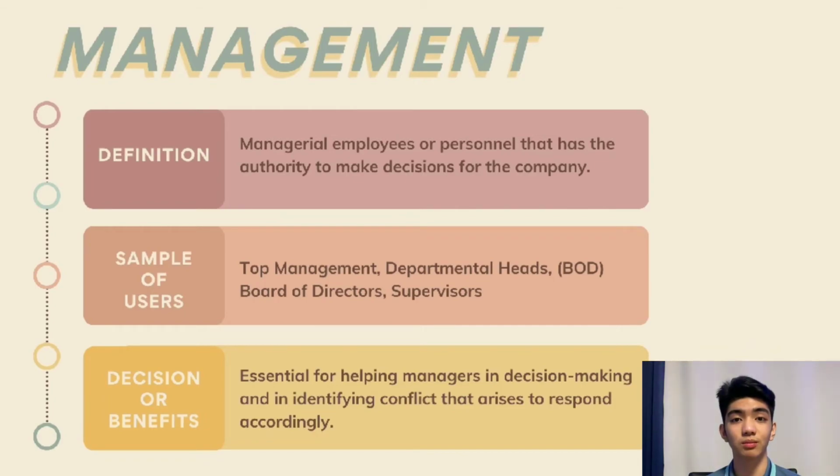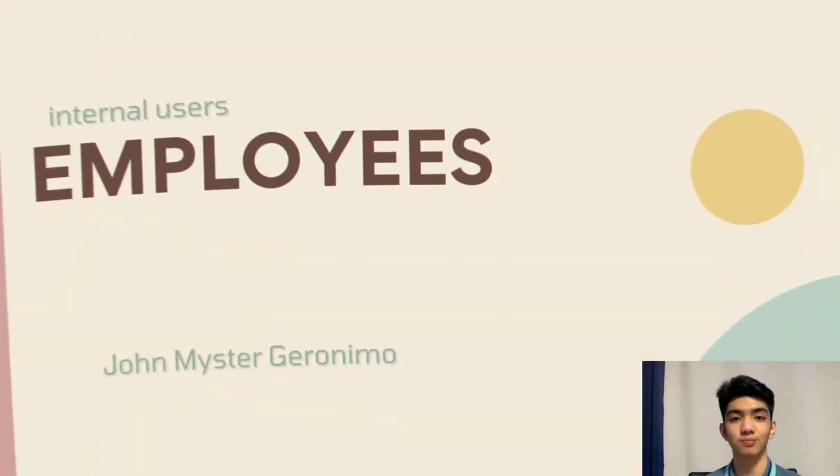Here we have some sample users, which are the top management, departmental heads, the BOD or board of directors for a corporation or in a cooperative, and supervisors. Accounting information is essential for the management because it helps them in decision making and in identifying the conflicts that arise within the company so that they could resolve them as soon as possible.